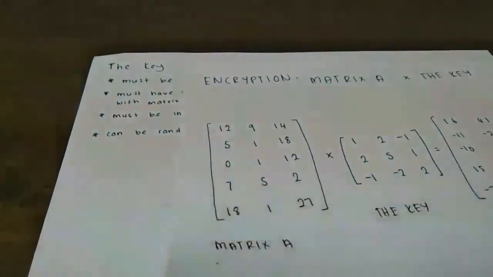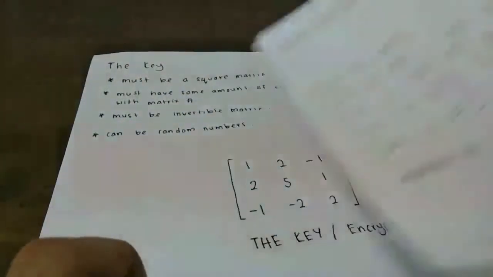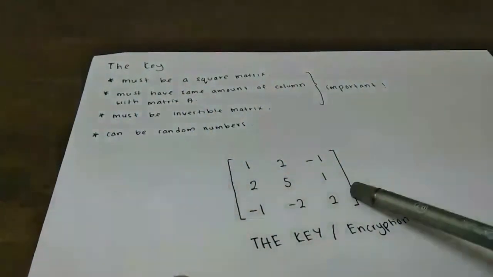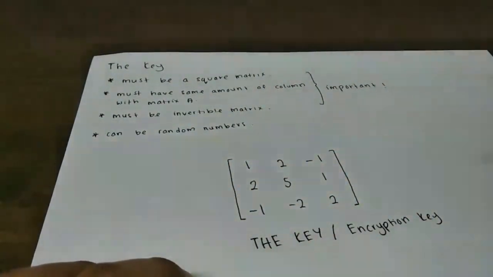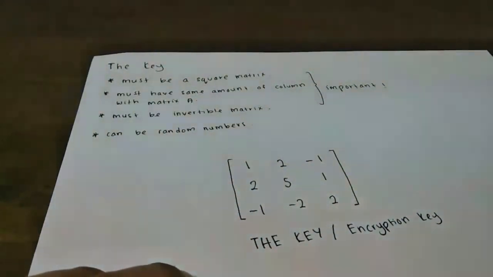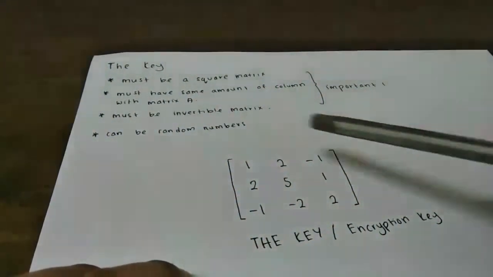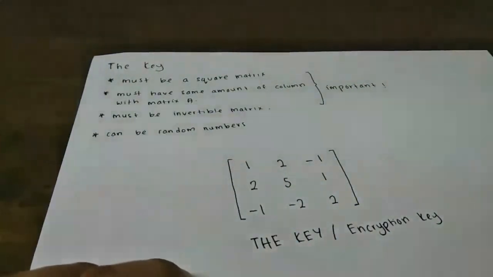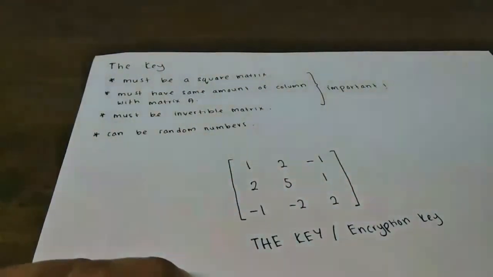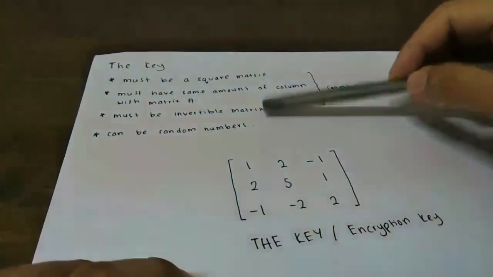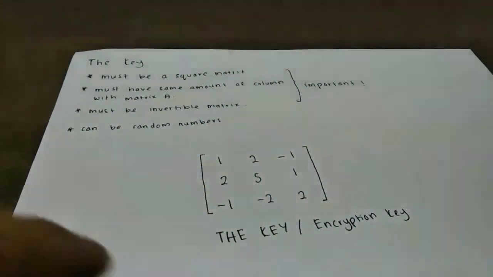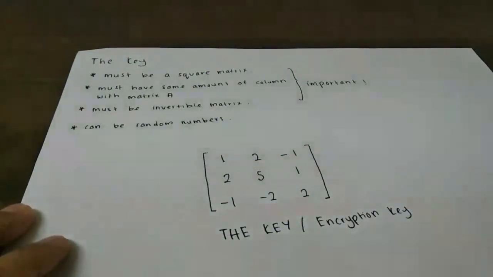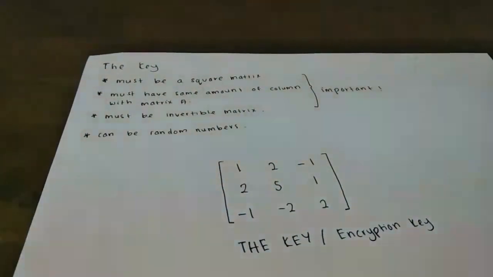As we have here, matrix A has 3 columns, so our key also needs to have 3 columns. And the last one is that it must be a square matrix. So your key must be a square matrix. You have 3 columns, so you also will have 3 rows. So this 3 is important for you. That's how you can create your encryption key. We go to the next part.